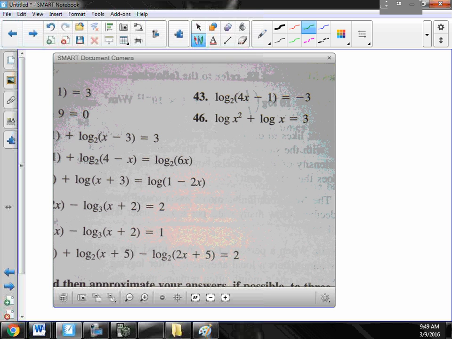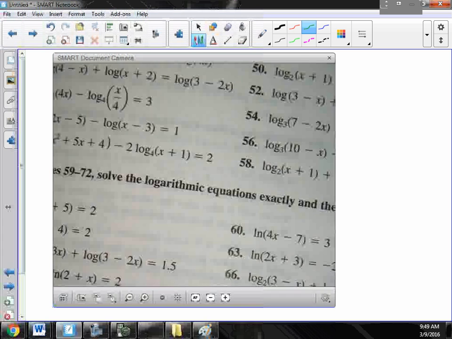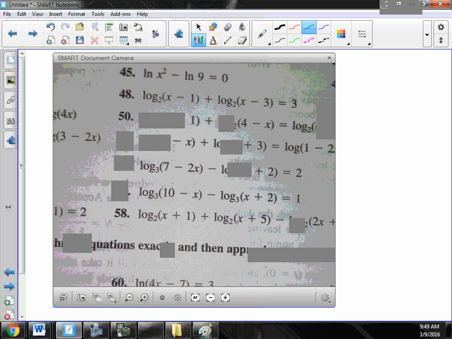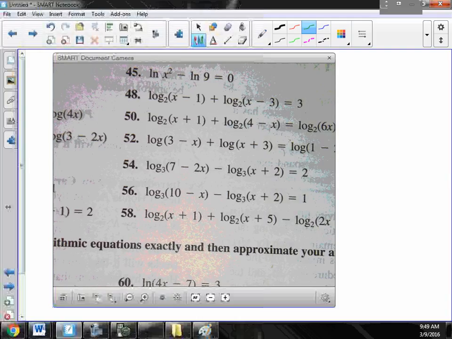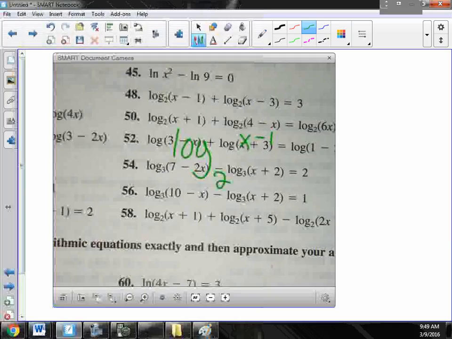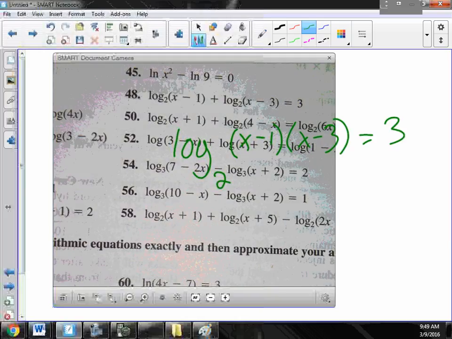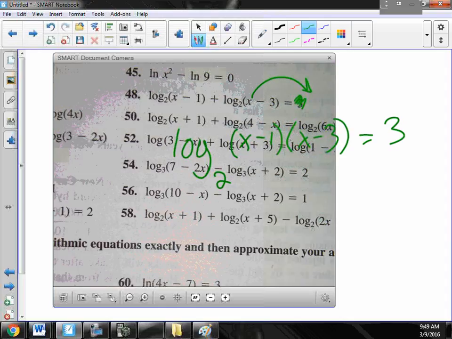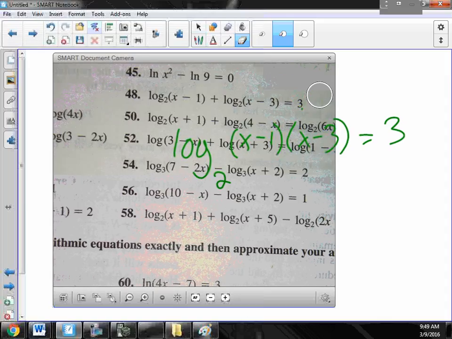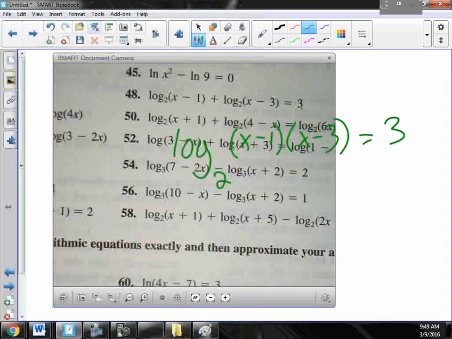Okay, look at 48. Same idea here. Going to combine them into one logarithm base 2. So log base 2 of x minus 1 times x minus 3 equals 3. No, I wish you could. If this was on the other side and there was no 3, you could. So you're only allowed to drop logarithms if that's all you have. One logarithm equals another logarithm.